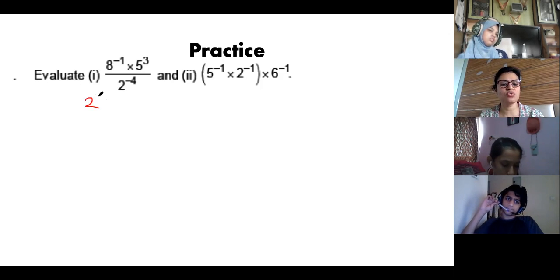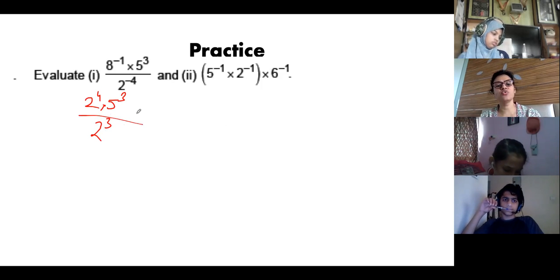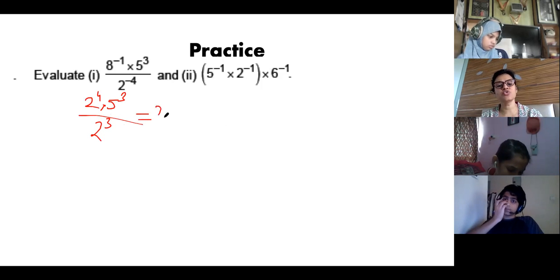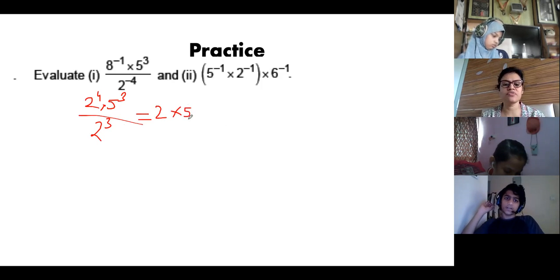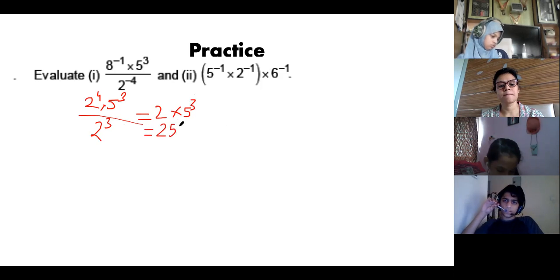My next step is what? 2 raised to 4 upon 2 cube into 5 cube. I can write it like this. Can you solve 2 raised to 4 and 2 cube? It is only 2 because 4 minus 3, bases are same, powers are subtracted, and into 5 cube. What is 5 cube? 5 5s are 25, 25 into 5 is 125. 125 into 2, the answer is 250. This is the answer.